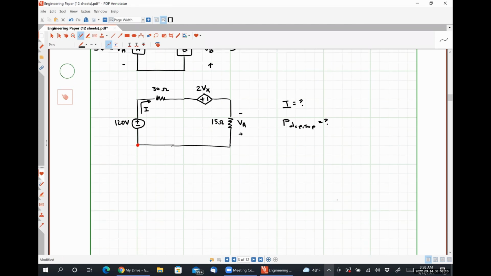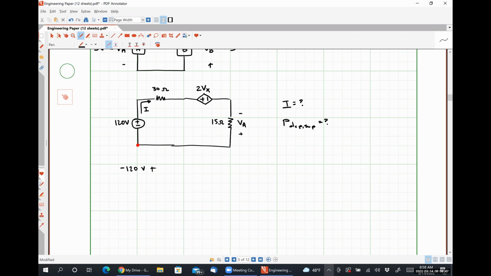Okay. So if we start from the bottom right-hand corner, and follow our current I around its clockwise path, what's the first thing that we see? Okay, so the first thing we see is the 120 volt source. Do we see the negative polarity terminal or the positive polarity terminal first? Exactly right. The next thing we see is the 30 ohm resistor, okay?